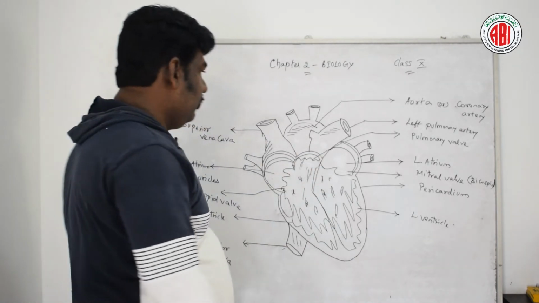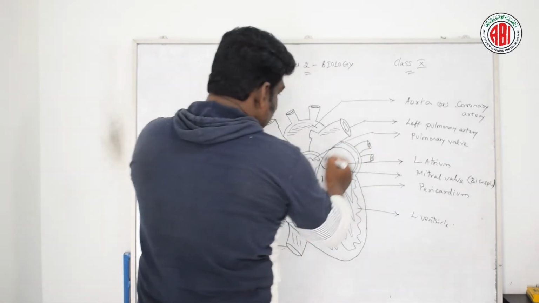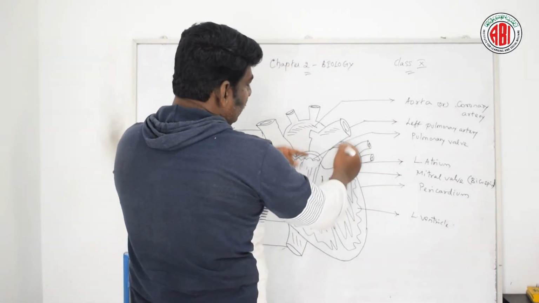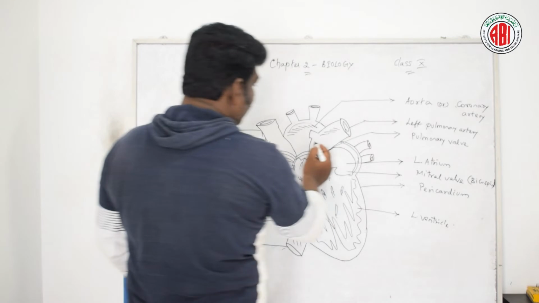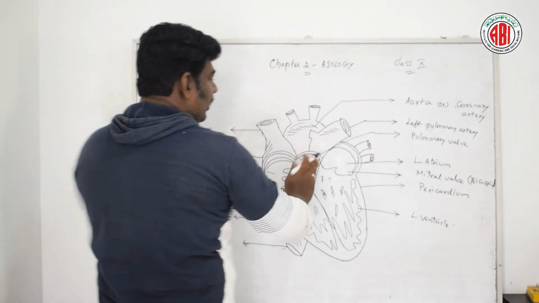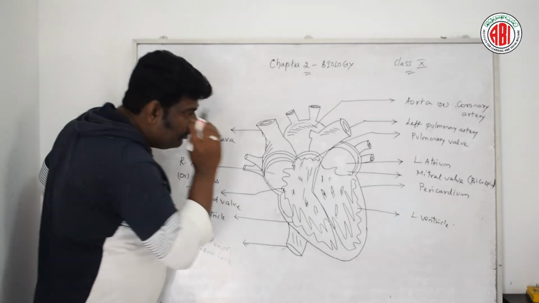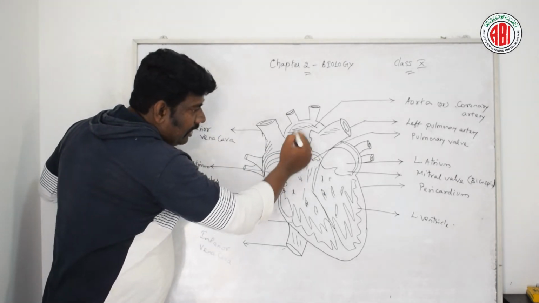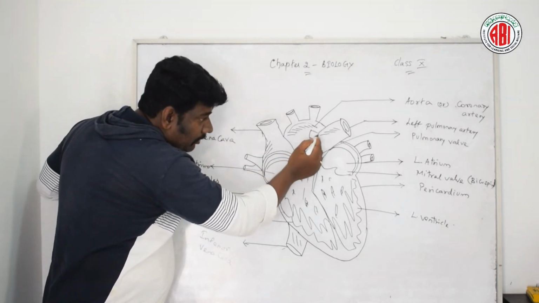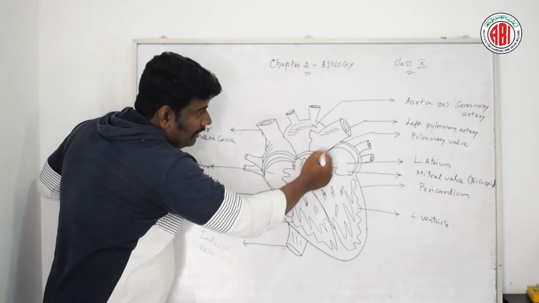Okay, so now this is called the pulmonary artery. Yes, the pulmonary artery, which is going from here. It is very simple to remember this. You know, the aorta is there. Just below this aorta we are able to see the pulmonary artery.